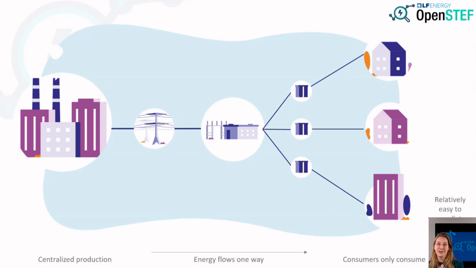So the grid used to look like this. Nice and easy, not too complex. On the left side, we had centralized production. Then energy would flow one way to the consumers. And we as consumers were just consuming energy. And this was fairly easy to predict.